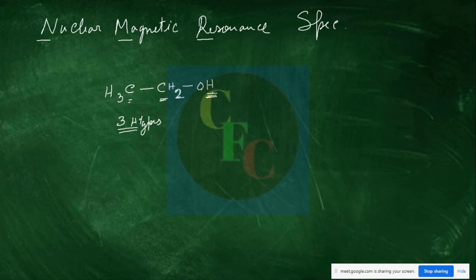Now NMR will tell us that this compound has 3 different types of hydrogens, and will also tell us the ratio between them, because here the ratio of the 3 types is 1 is to 2 is to 3. So NMR will also give us this information. So this is just to say why NMR is important. Now let us go into details.